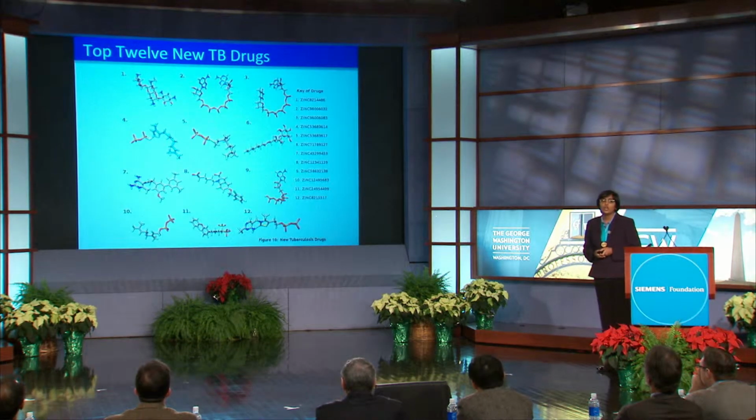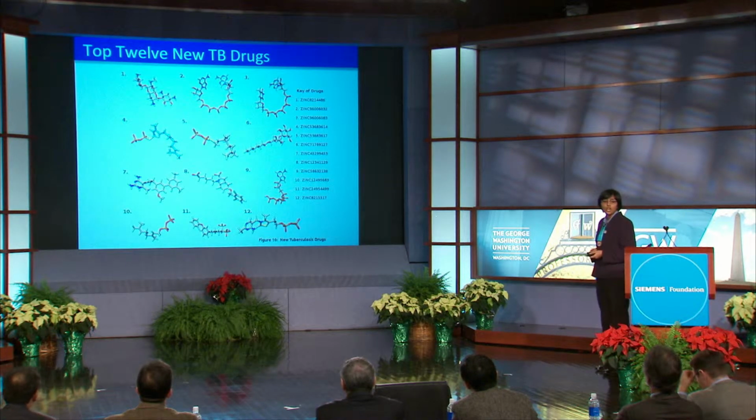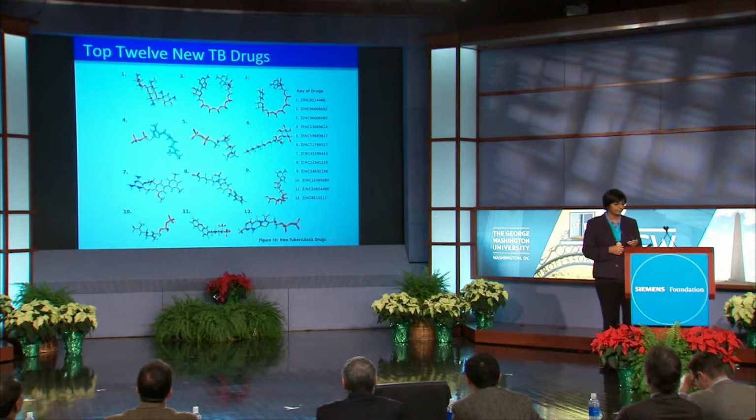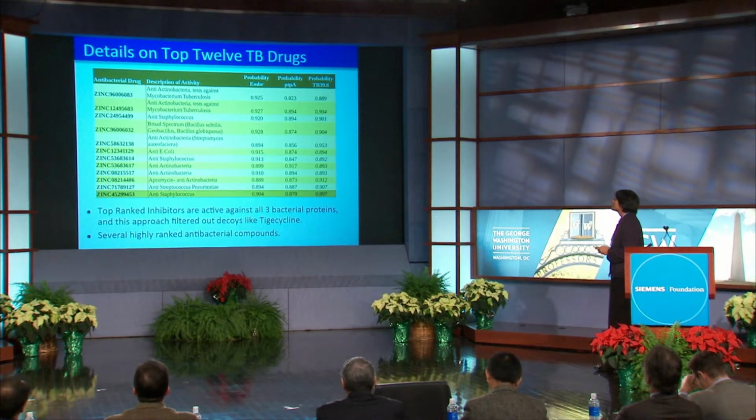Most importantly, though, we found 12 top new tuberculosis drugs that can be used to target EMBER, and which are shown here. Here you see the prior experimental evidence of these inhibitors and the details of which bacteria they target. And several of these compounds are antibacterial, and they ranked highly on all 3 of the proteins that we tested them against.